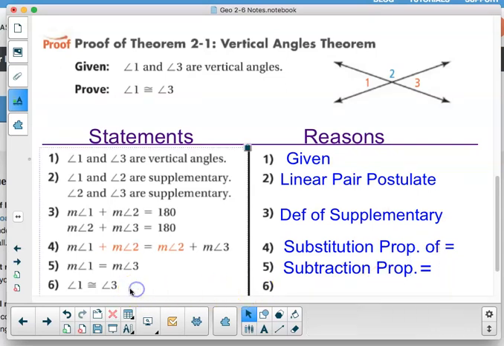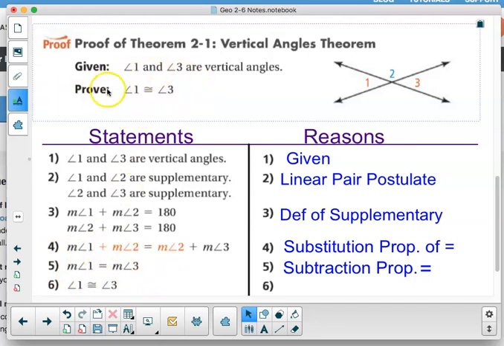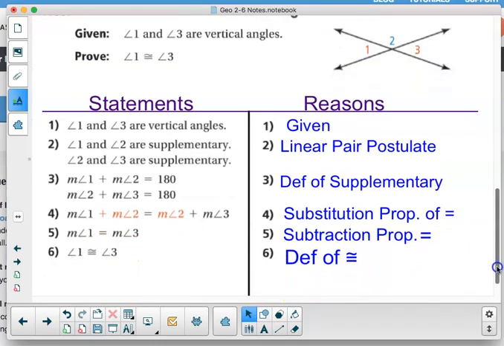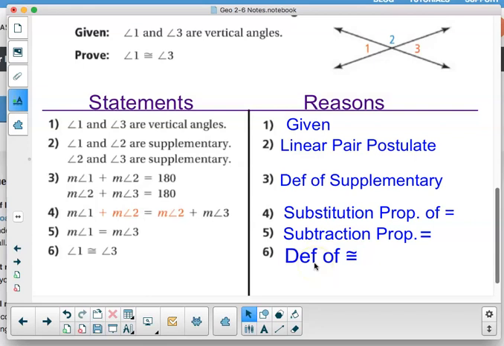All right. So now angle 1 is congruent to angle 3. That's what we are supposed to prove. But here's the thing: we have the measure of angle 1 equal to the measure of angle 3, and we are supposed to prove angle 1 is congruent to angle 3. To go from equality of measures to congruence of shapes, we want to make sure we use the definition of congruence. That is our last step of this proof.